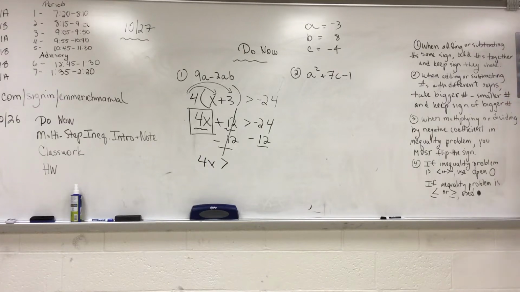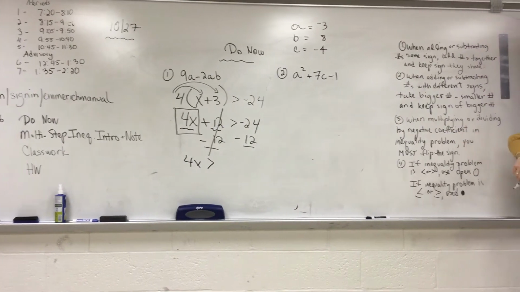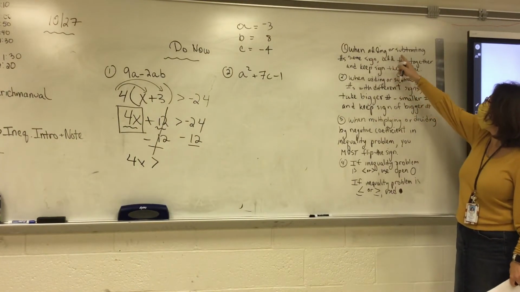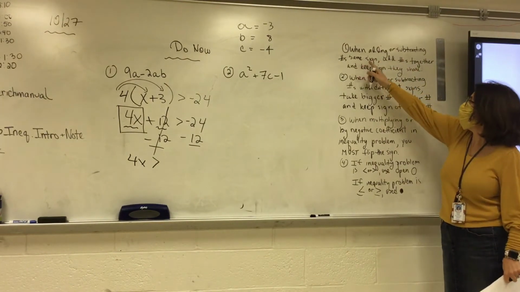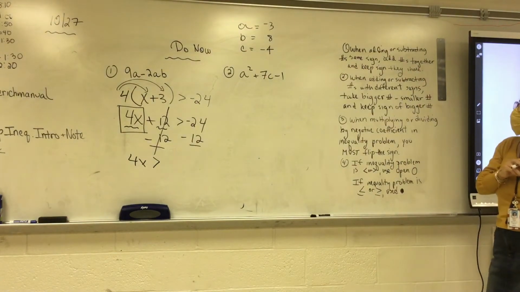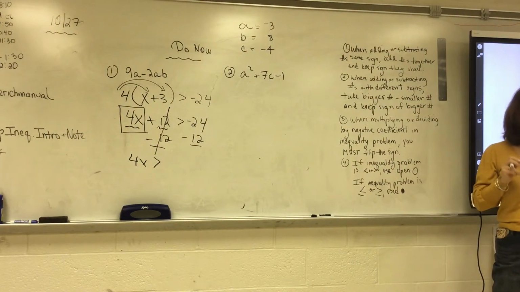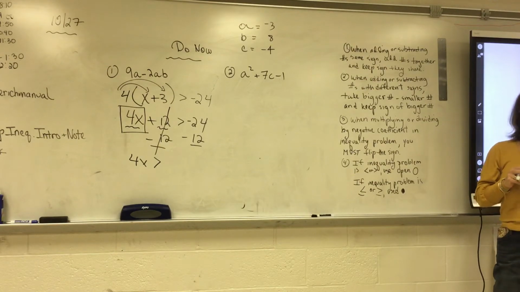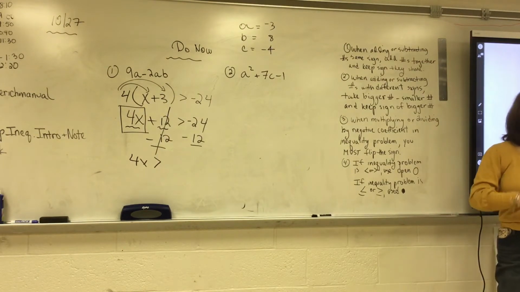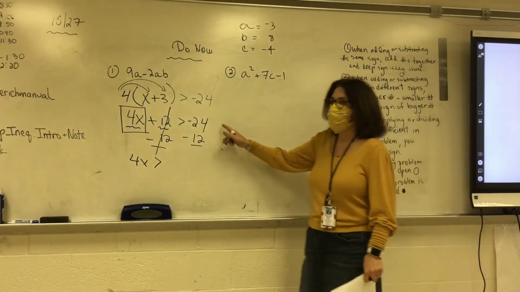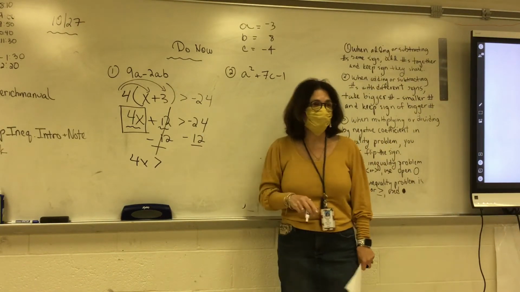Copy them down. So I have negative 24 minus 12. Right here, number 1, when adding or subtracting numbers with the same sign, add the numbers together and keep the sign that they share. It is a super great trick because this is one of the errors that so many people make. All right, so I have two numbers with the same sign.